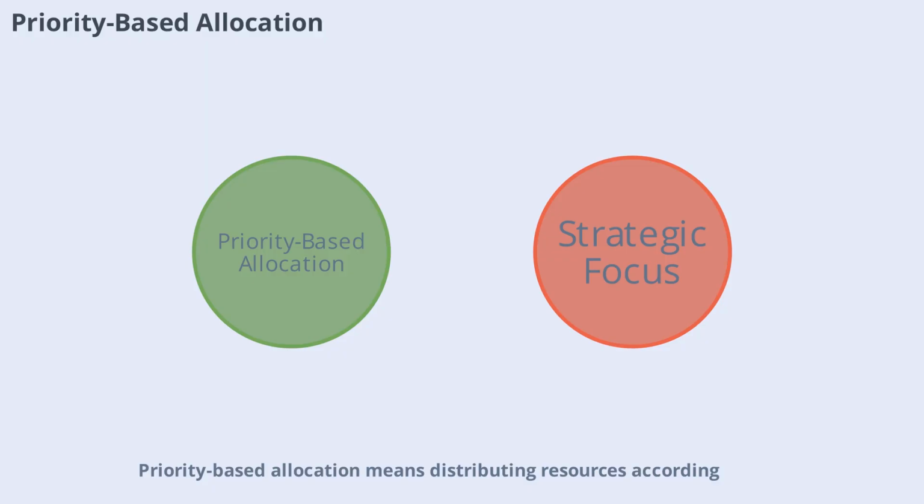Priority-based allocation means distributing resources according to the importance of tasks or projects. High-priority items receive more resources, while lower-priority ones may get less or be postponed. This strategy helps ensure that your most critical objectives are always supported, even when resources are limited.